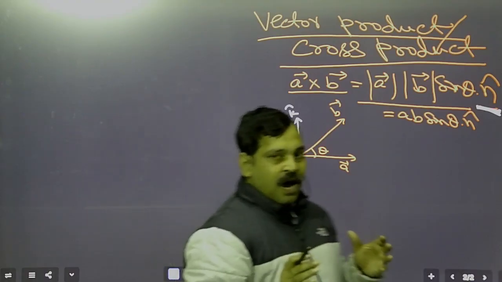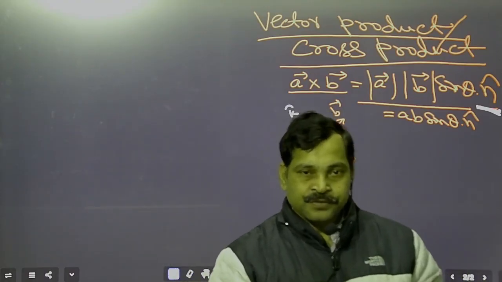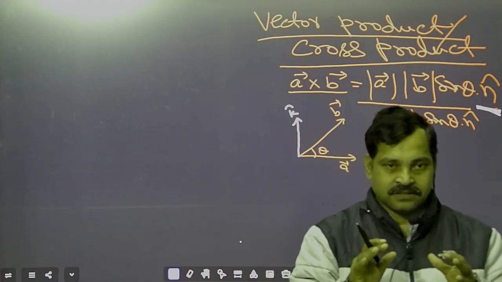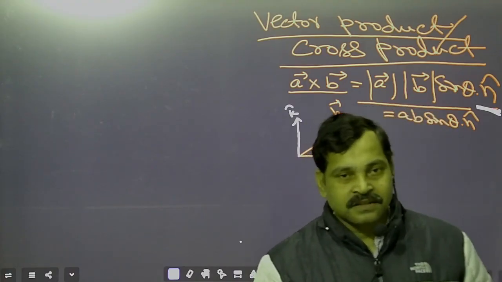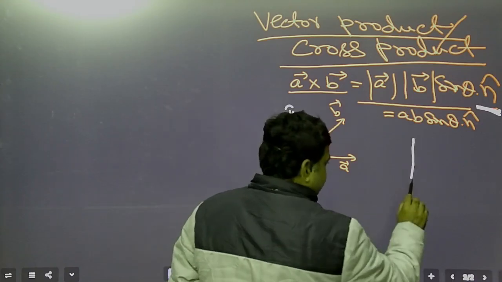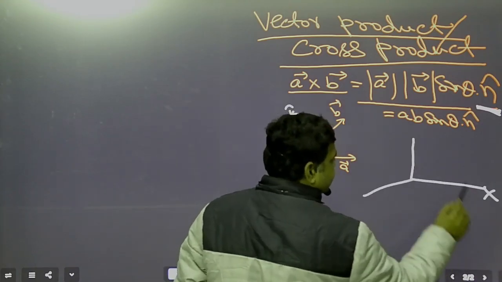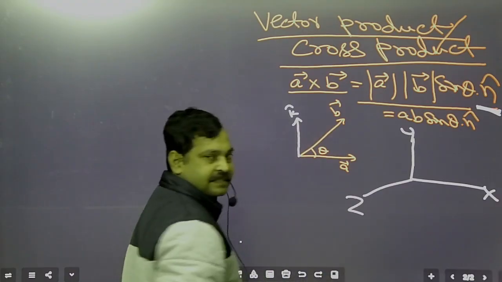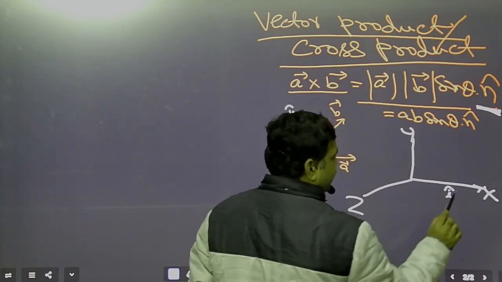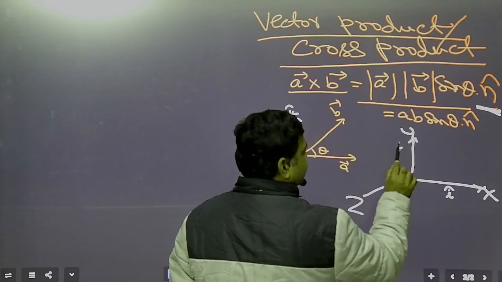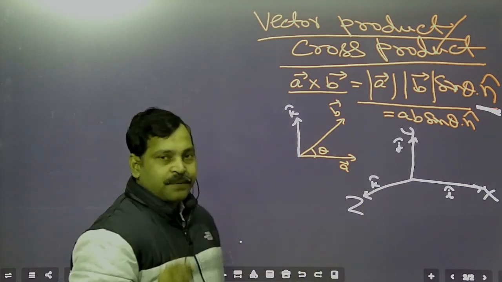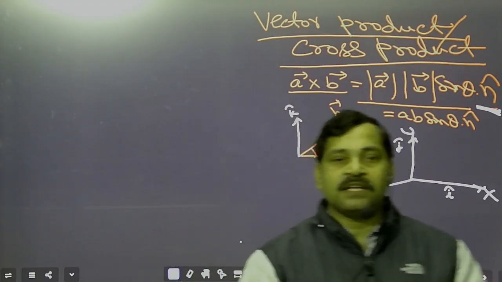So we know how to represent the directions. Directions can be represented in terms of orthogonal unit vectors. You know what the orthogonal unit vectors are? They are i cap, j cap and k cap. I will show you. Suppose this is the x axis, this is the y axis and this is the z axis. The positive x axis is represented by i cap, the positive y axis by j cap and the positive z axis by k cap. These three vectors are known as orthogonal unit vectors.